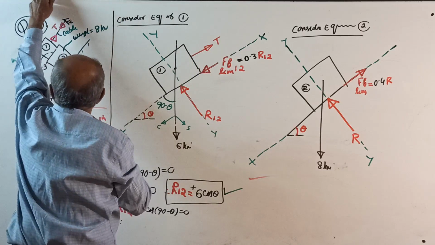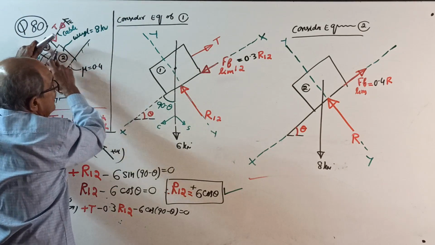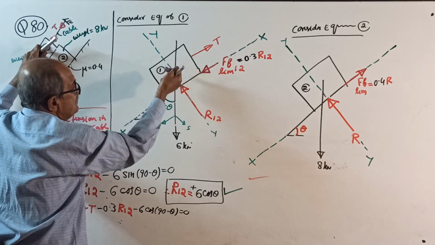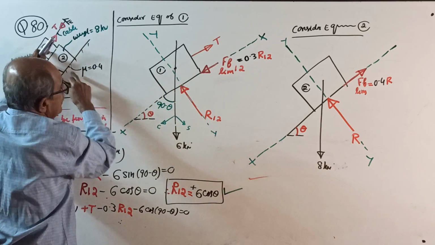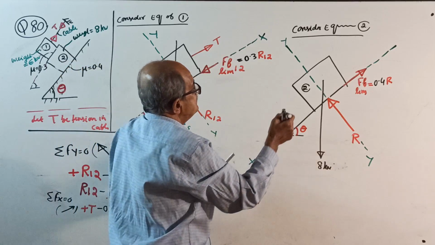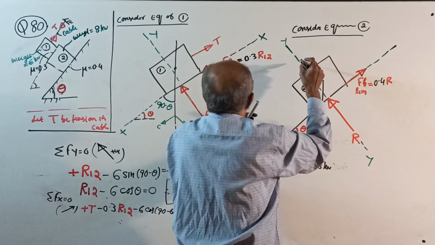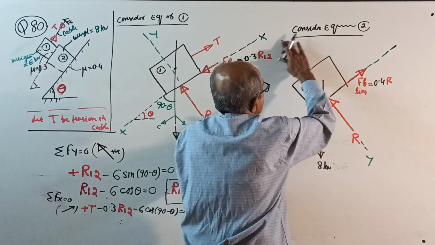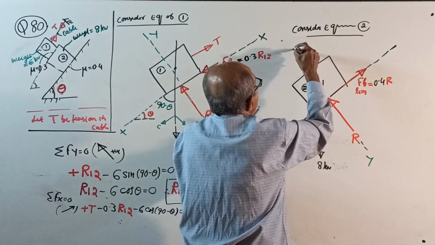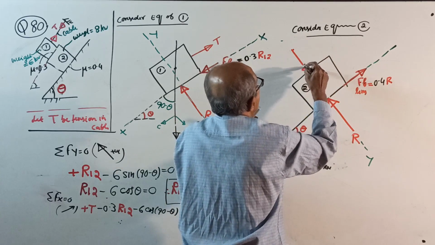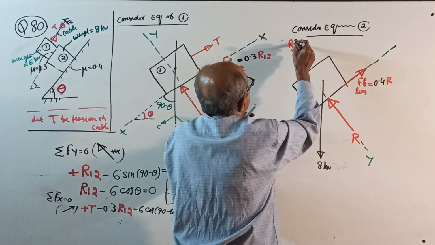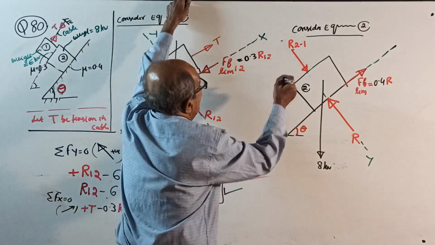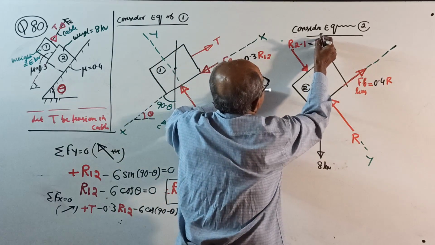When you consider block 2, see, block 1, R12 is the normal reaction. R12 like this. Reaction for block 1 from block 2, R12, its reverse is what? It will actually act slightly this side. Okay, no problem. I will put the Y axis later. Make it collinear, nothing to worry. See, this is R21.